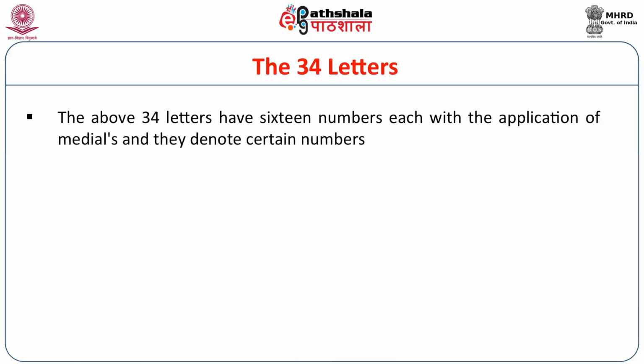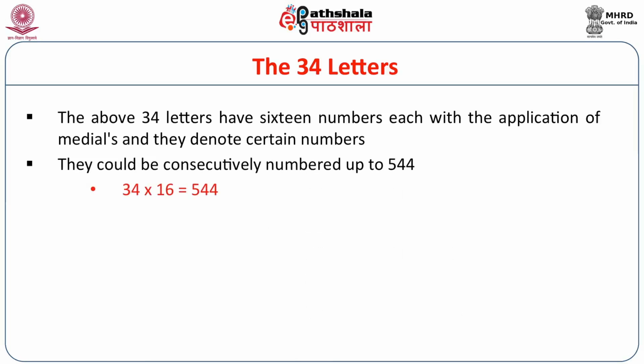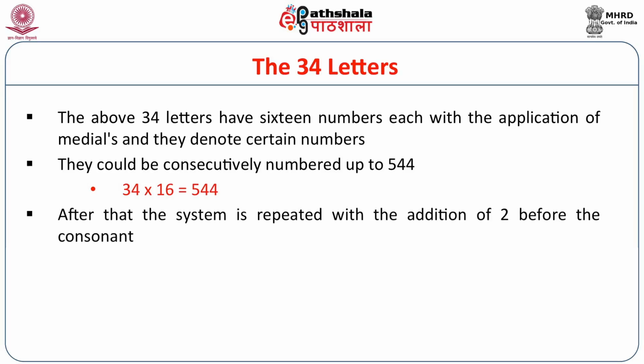The above 34 letters have 16 numbers each with the application of medials, and they denote certain numbers. They could be consecutively numbered up to 544. 34 into 16 comes to 544. After that, the system is repeated with the addition of 2 before the consonant. Thus 2 ka represents 545 and so on.